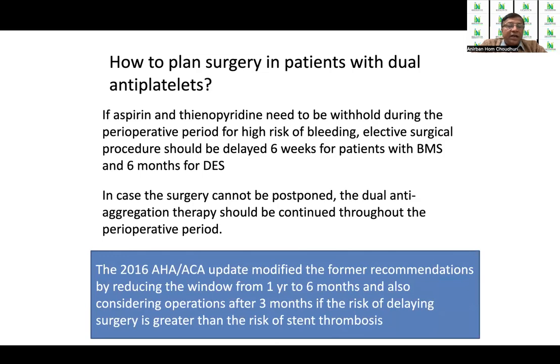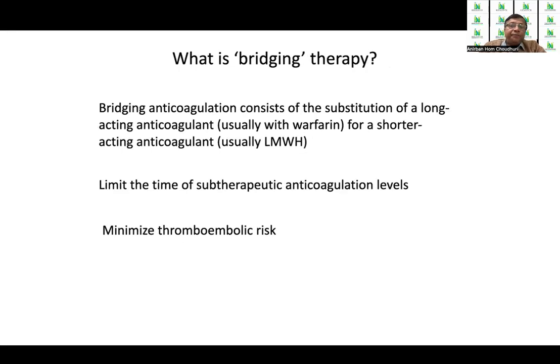Now, if you see the guidelines, the 2016 American Heart Association and American College of Cardiology updated and modified the recommendations. Earlier, for drug-eluting stent, the window period was 1 year, and that window period has been reduced to 6 months. And it also considers operation after 3 months if the risk of delaying surgery is greater than the risk of stent thrombosis.